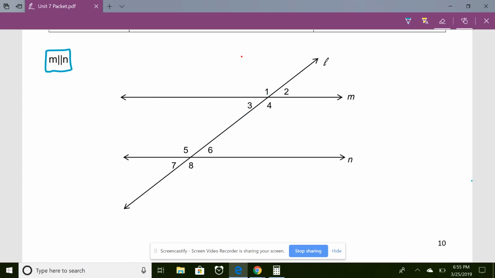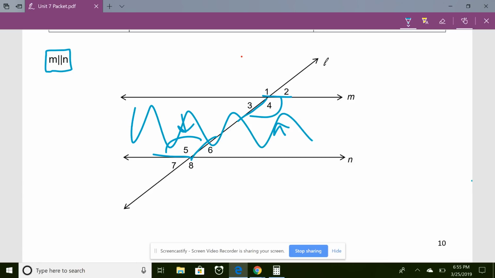Another pair of alternate interior angles is angle 4 and angle 5. Left side, right side, on the interior. Alternate interior angles are congruent, meaning they are the same measure. And you can tell, angles 4 and 5 are both obtuse angles, so they're going to be the same measure.